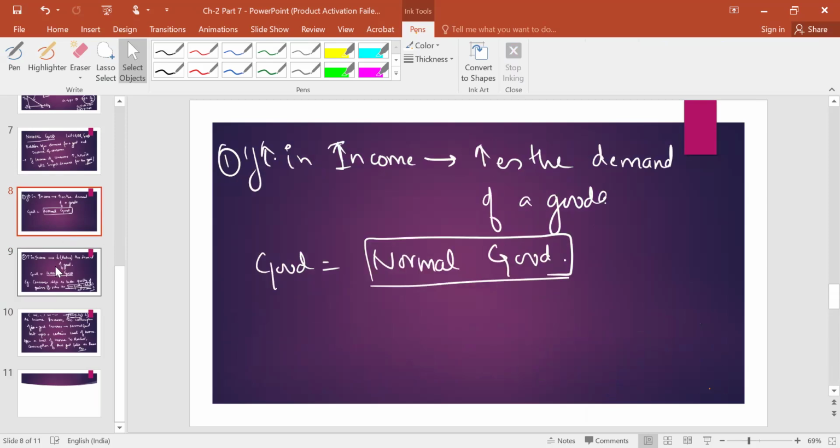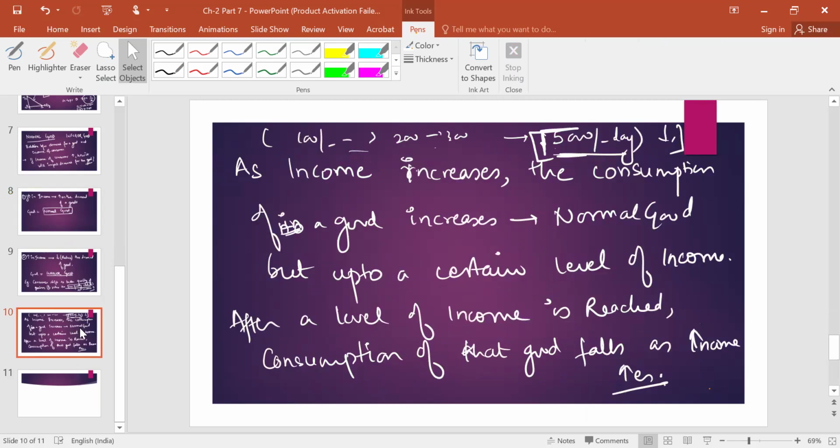There's also a third type of good, that is known as the Giffen good, right? So we will study that also. We will have a slight look in our next video, and also we will continue with the next part of this chapter.